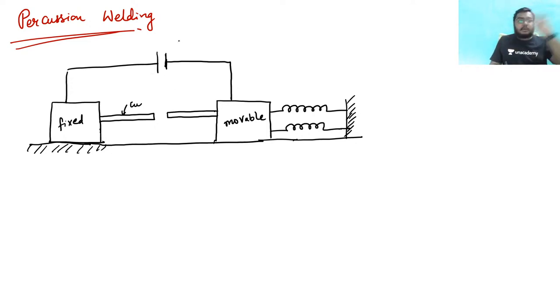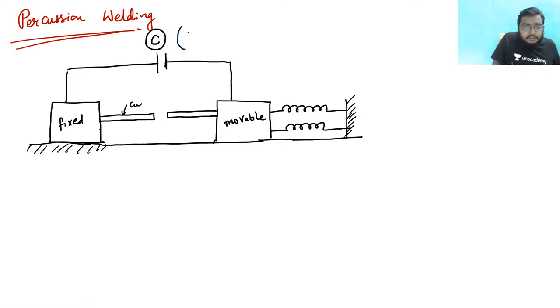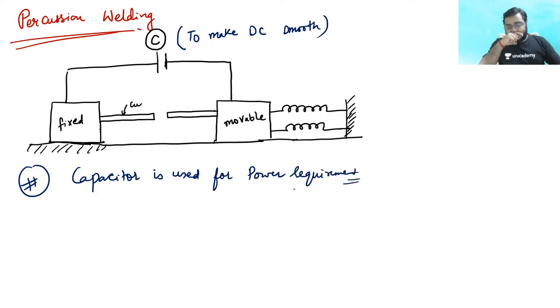Now the capacitor is connected with the DC power supply; the rectifier is a different thing. What is the most important point that you should keep in your mind always and always? In percussion welding, we are using the capacitor to store the energy. Why is the capacitor used? The capacitor is used to make the DC supply smooth. So the most important point to remember is that the capacitor is used for power requirement.